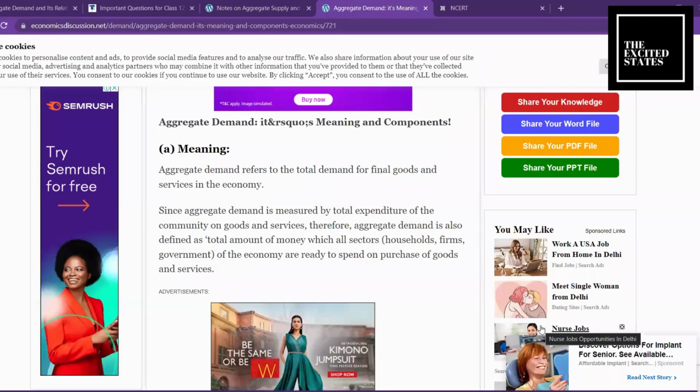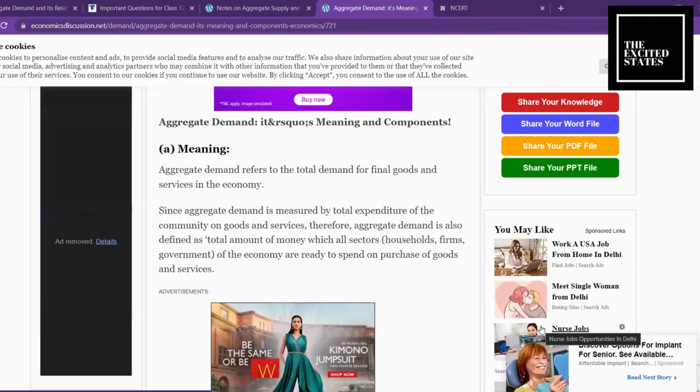As we know, aggregate demand refers to the total demand for final goods and services in an economy.